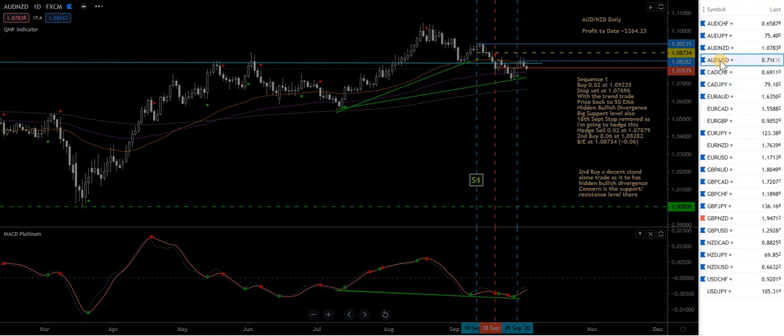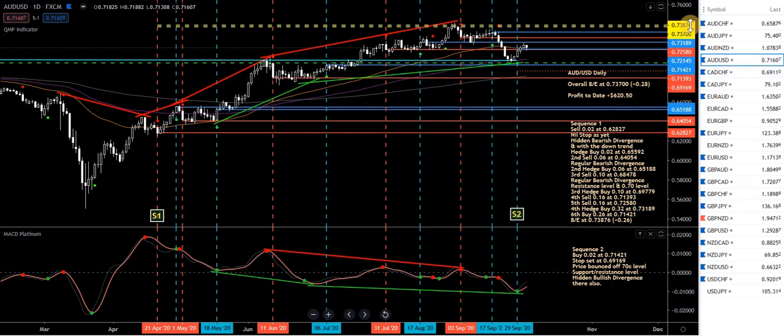Right, next cab off the rank, another Aussie pair. You can see it's in alphabetical order. Aussie USD, in an old sequence from back here, sequence 1. So I'm trying to get out of that. It's been hard going. Got some good profit, banked some good profit. Overall break even, got 2 break even levels. We've probably got a break even for sequence 1, which is here, and we've got an overall break even. That's why we've got 2 yellow lines.